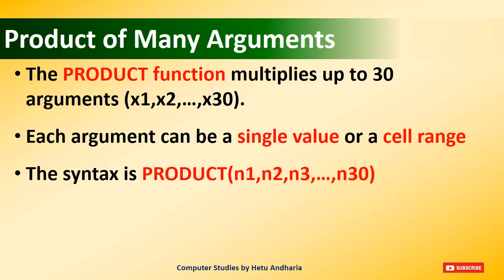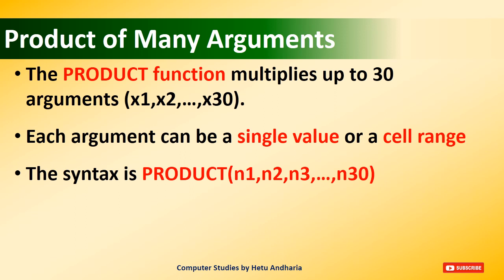So today we begin with the product function. Topic is product of many arguments. Now the product function is used to multiply the values lying in different cells which we have selected. Here you can use up to 30 arguments.